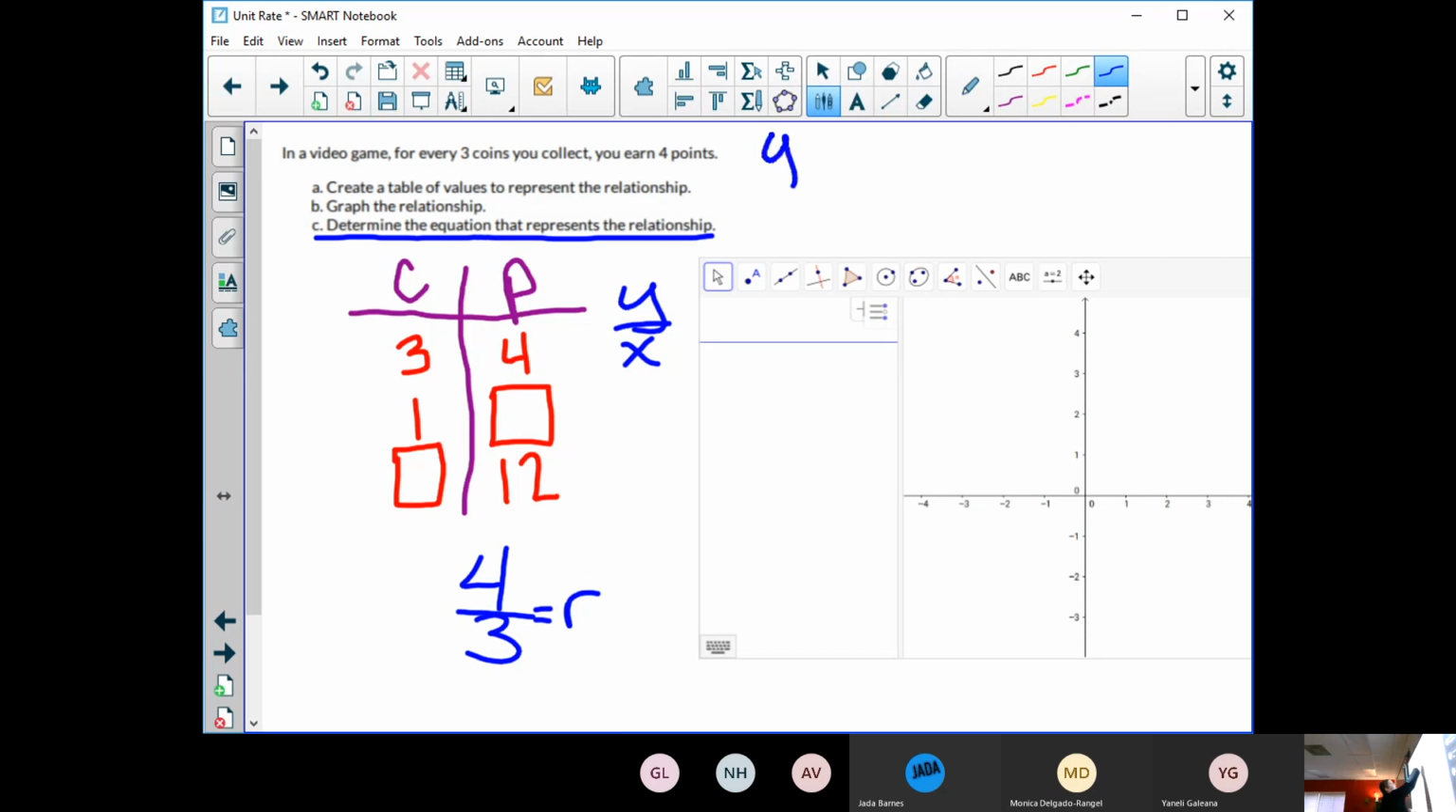So remember, y equals rx. We know r is 4/3 x. So this is my answer to C. Y equals 4/3 x. We've been practicing that for a few days now.